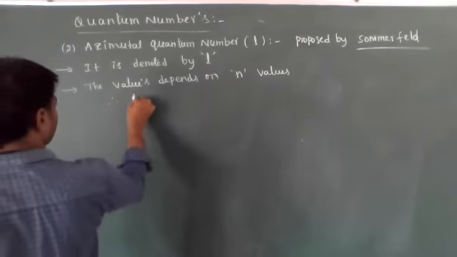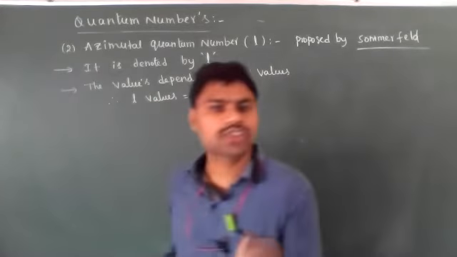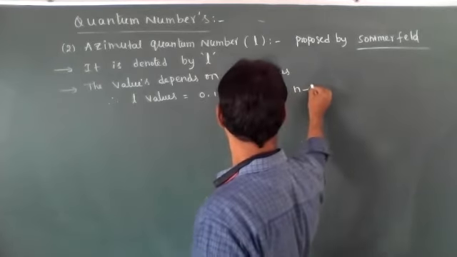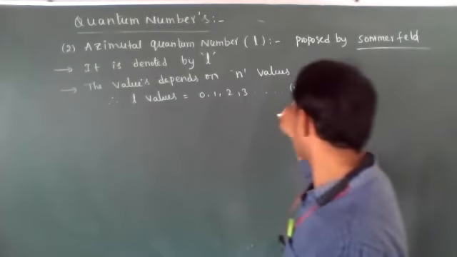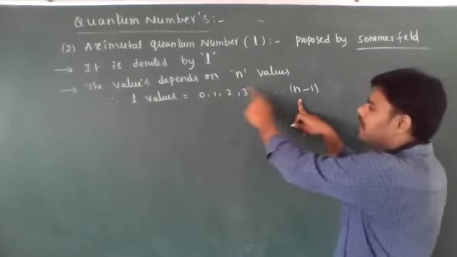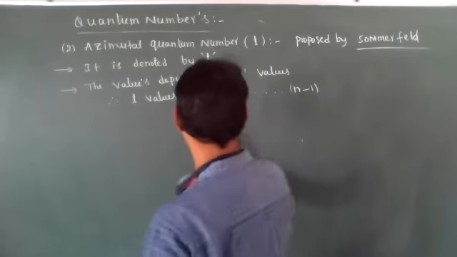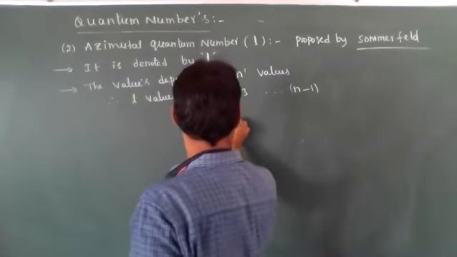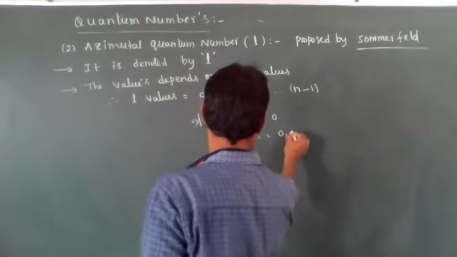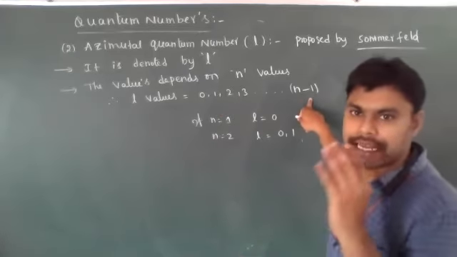Therefore, l values start from 0, 1, 2, 3, up to a maximum of n minus 1. If n equals 1, then l equals 0. If n equals 2, then l equals 0, 1. Maximum 2 values are present. For example, if n equals 1, l equals 0 only. If n equals 2, l equals 0, 1. They start from 0, 1, 2, 3, and a maximum of n minus 1 values are present.